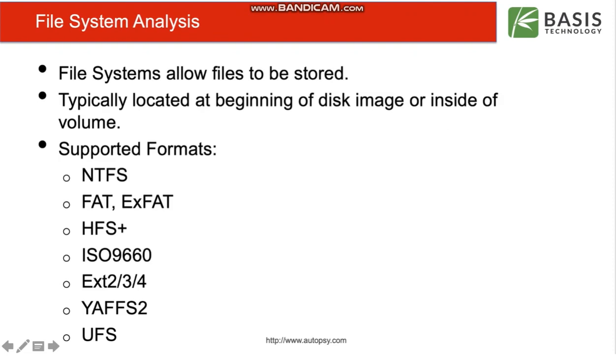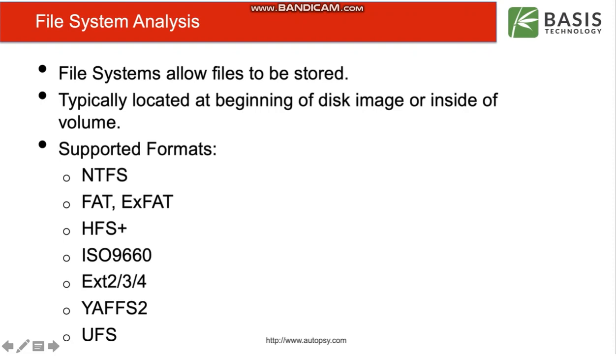So file systems are data structures that allow operating systems to store files. Typically, they are located inside of a volume or partition, or as we said before, the entire disk image for a USB device. And the Sleuth Kit and Autopsy support common formats such as NTFS, FAT, exFAT, HFS, ISO9660, Ext2, Ext3, Ext4, YAFFS2, UFS, etc.